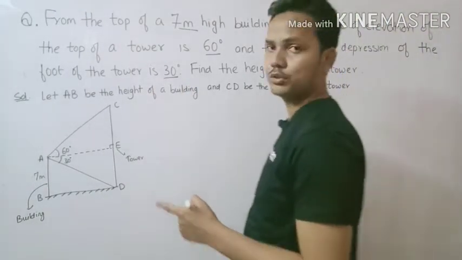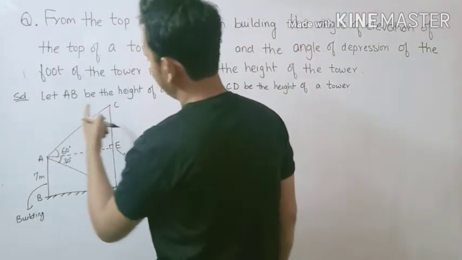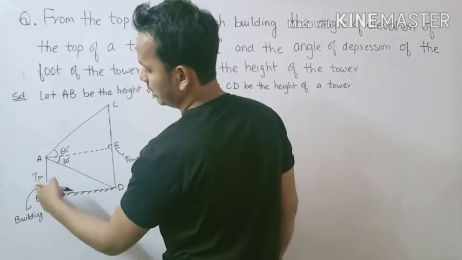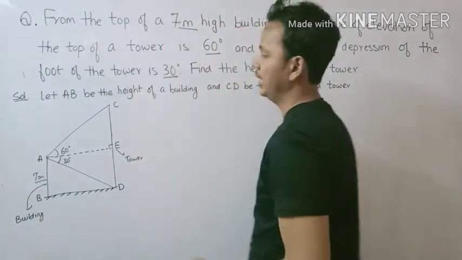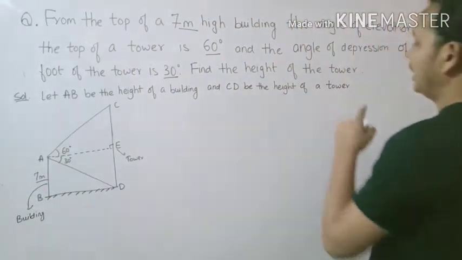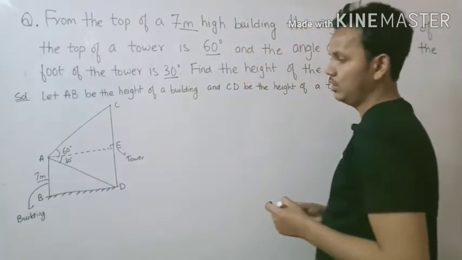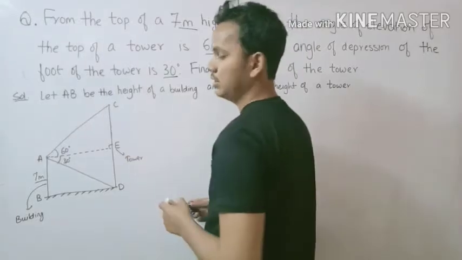So in this question, let us suppose the height of the building is AB. So AB is the height of the building, which is 7 meter high, and CD is the height of the tower. So we have to find out the height of the tower, that is CD.